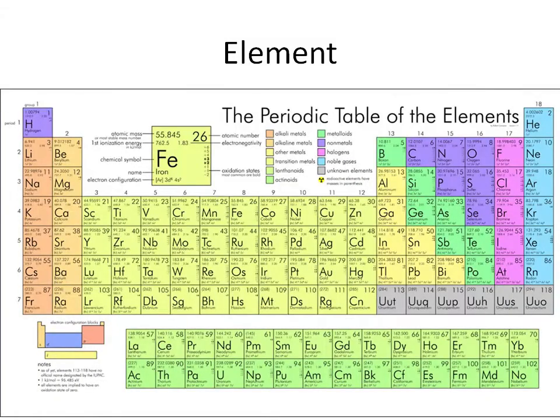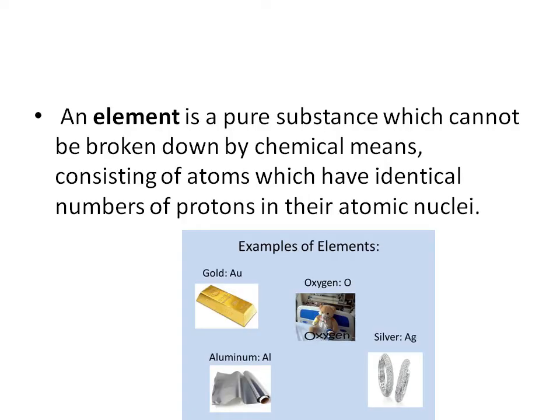An element is the simplest thing that a substance can be. It can't be made any simpler. It's a pure substance to the point where all of the atoms in this are the same atom. They have identical numbers of protons in their nucleus, which makes them more or less identical to each other. There are 92 elements on the periodic table, and we'll be learning a lot more about them as we continue in chemistry.